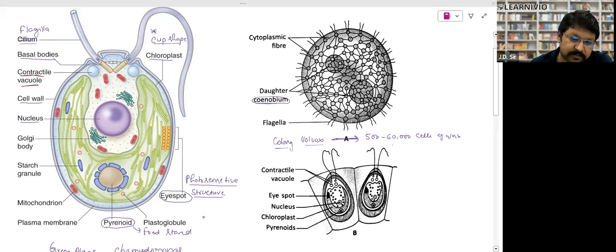For now, I'm not, because of myself. Very good, Nabiha. They pump out the water. They excrete, they pump out the excess water. Exactly. They pump out the waste water.